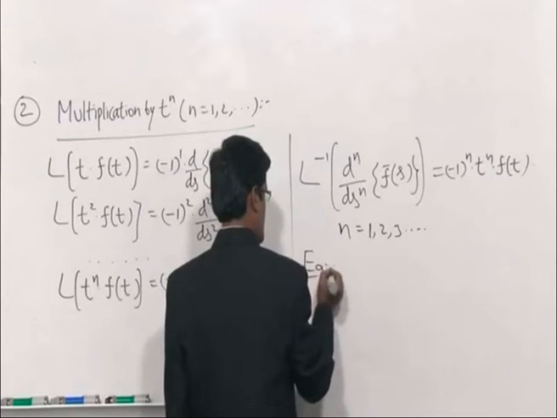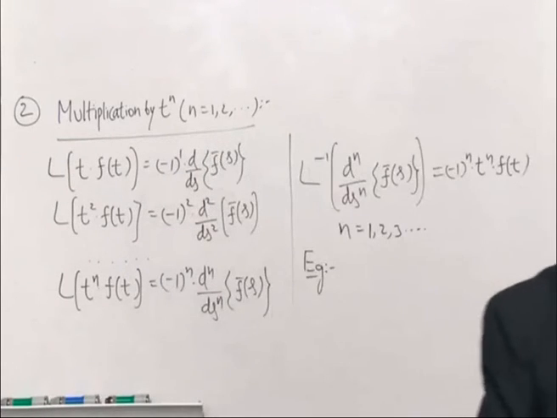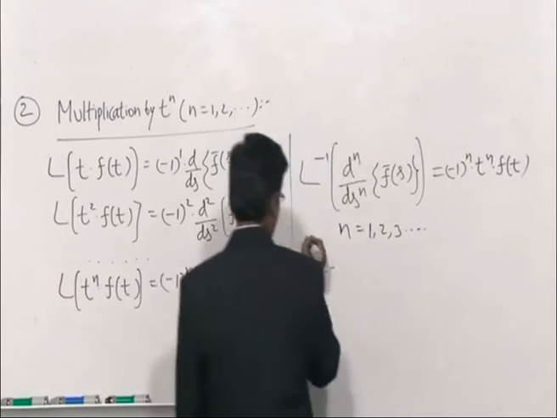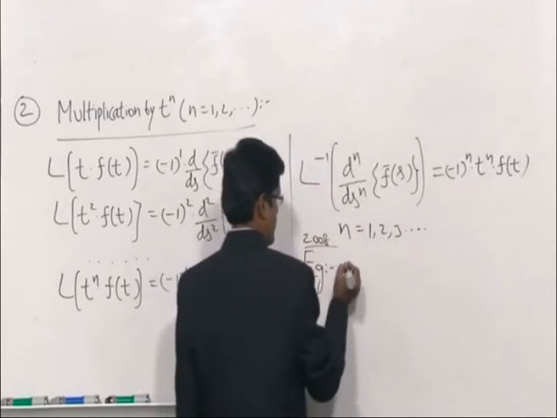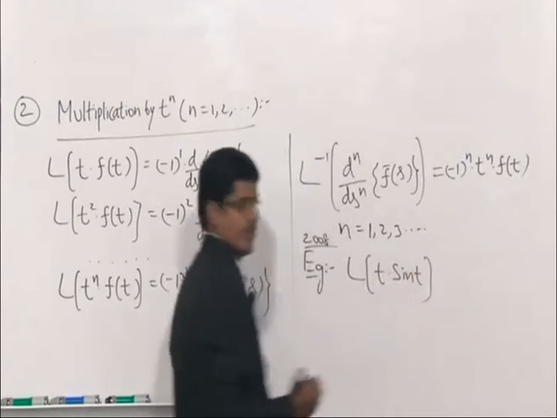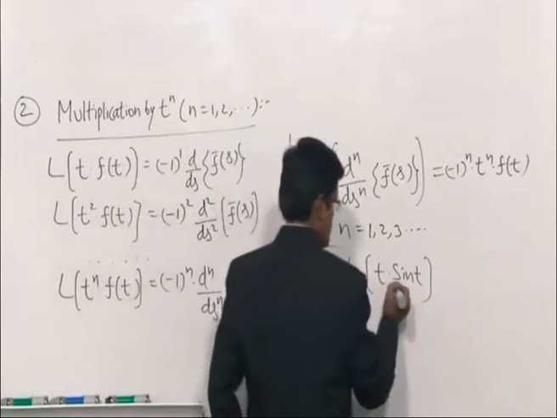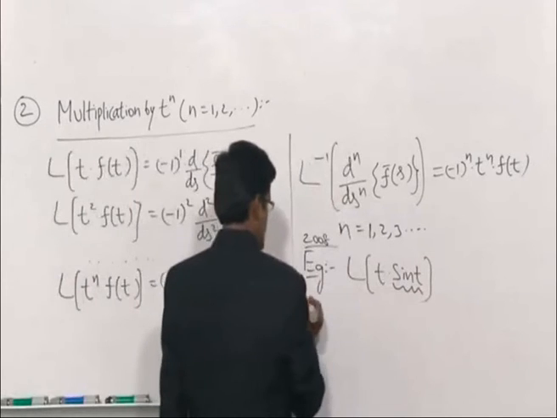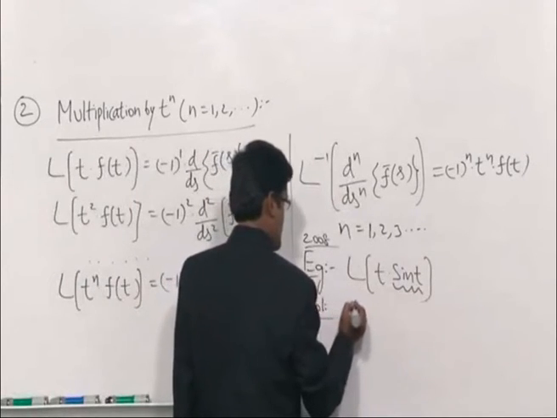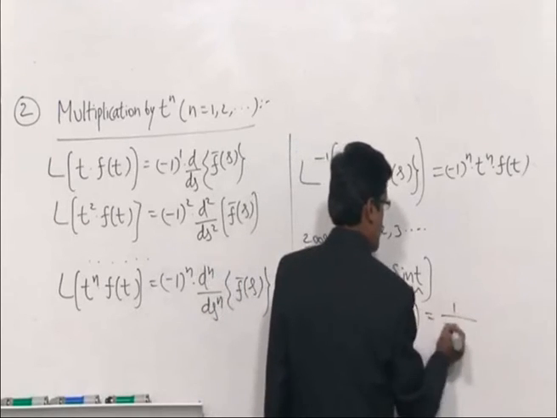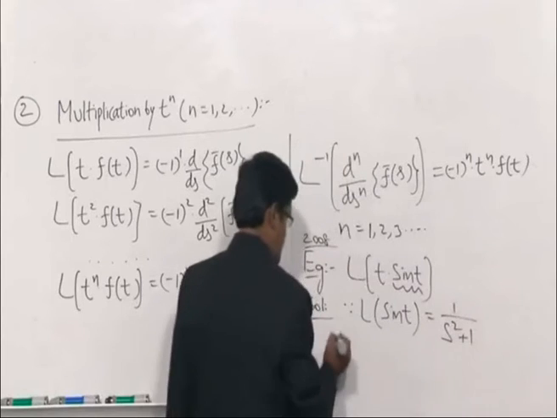Example, see. So this is given (2008), 2 marks. L of t sin t. So here this term is taken to be f of t, comparing with this property. Okay. Solution. Since L of sin a t is equal to a over s square plus a square.